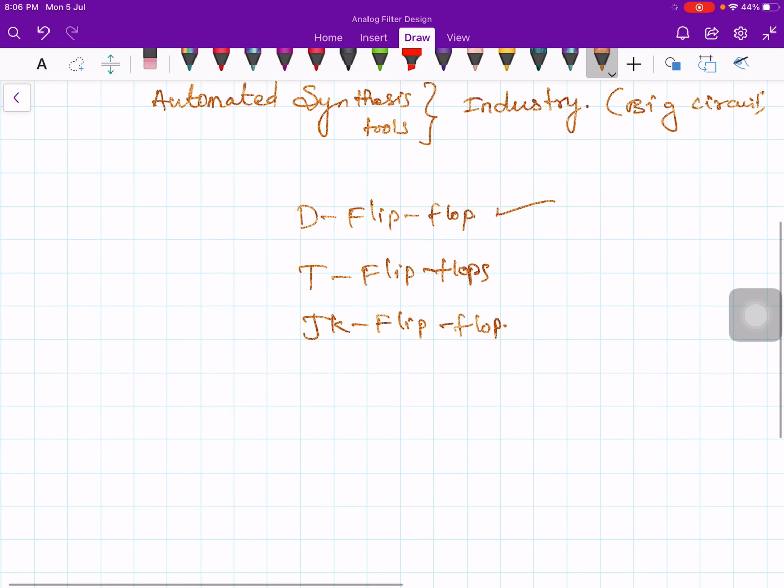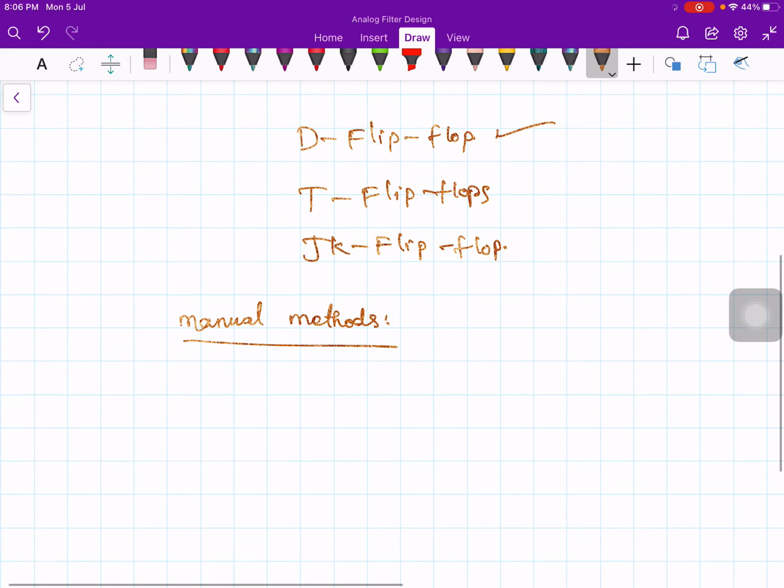So in this lecture we will illustrate the manual methods. We are not going to discuss the automated synthesis tools. We are going to discuss the manual methods. And in these manual methods, we will use D flip-flops and then JK flip-flops and T flip-flops.